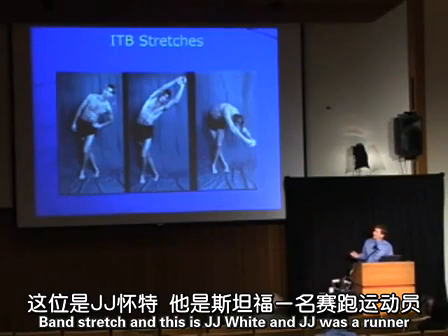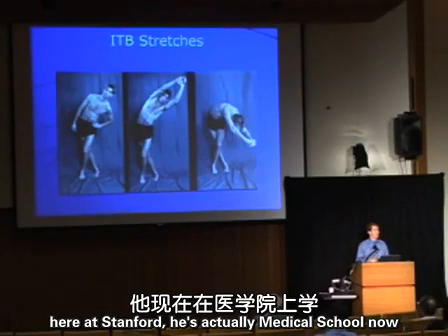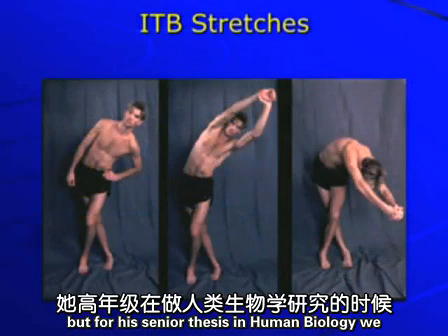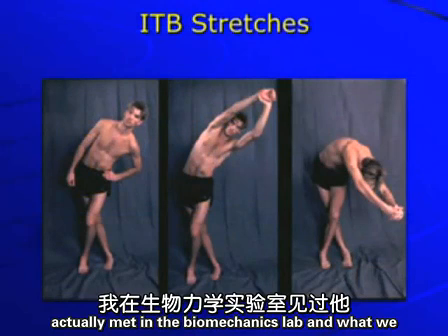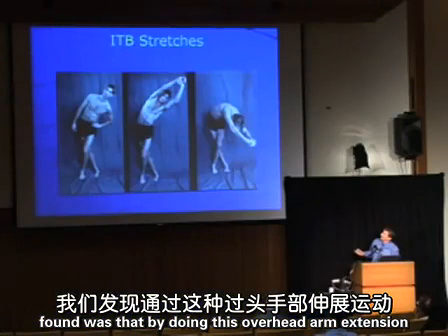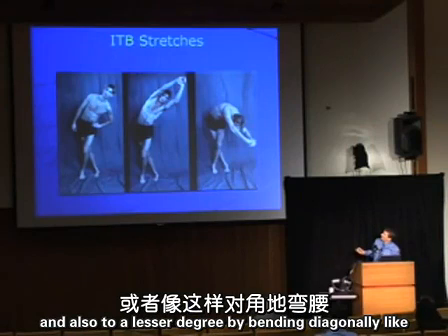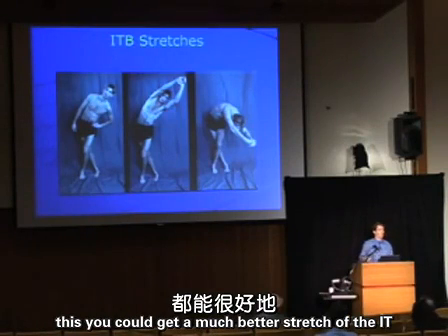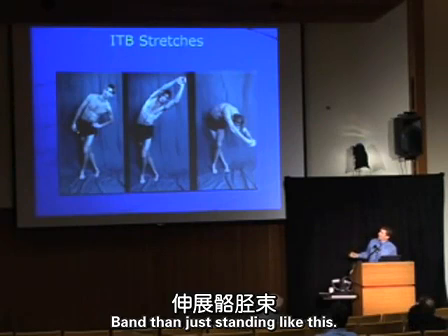And this is J.J. White, and J.J. was a runner here at Stanford. And he's actually in medical school now, but for his senior thesis in human biology, we actually went in the biomechanics lab. And what we found is that by doing this overhead arm extension, and also to a lesser degree by bending diagonally like this, you could get a much better stretch of the IT band than just standing like this.